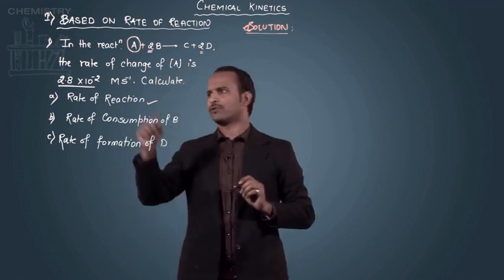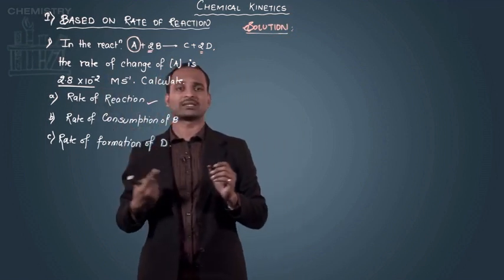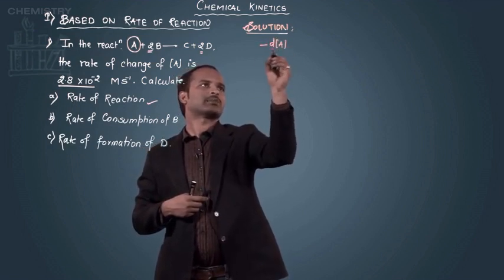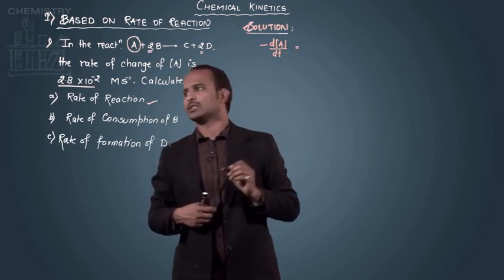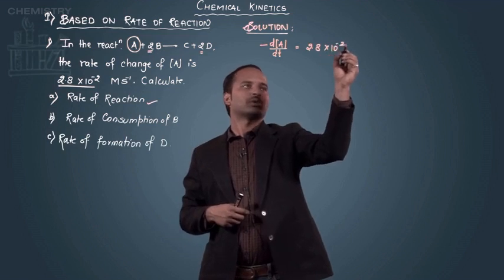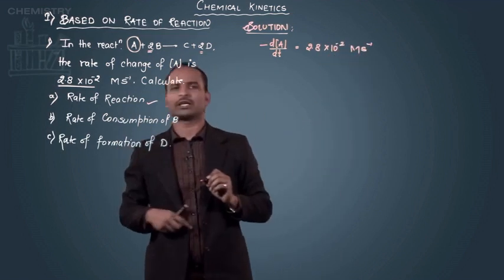First we have to write the rate of reaction, but before that it's a rate of change of A, but as I said it's a consumption. So the consumption of A is written as minus dA by dt. Minus stands for that consumption or disappearance. It is equal to 2.8 into 10 raised to minus 2. The unit is molar per second.